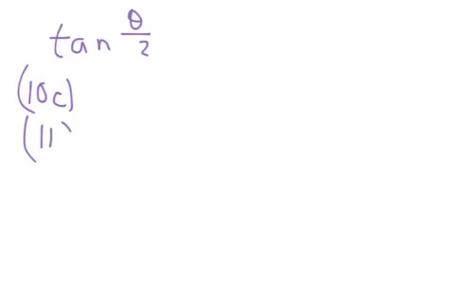Now, on the last one, we have tan of theta over 2. You have two formulas in your book, right? You have one that's 10C, and you have one that's formula 11. I suggest, and on the next video, I'm going to use both formulas to show you why, but I suggest you never use 10C and always use formula 11. It makes it easier. So the formula I'm going to use is 11.